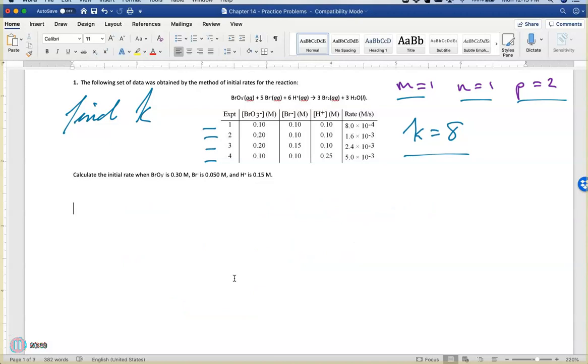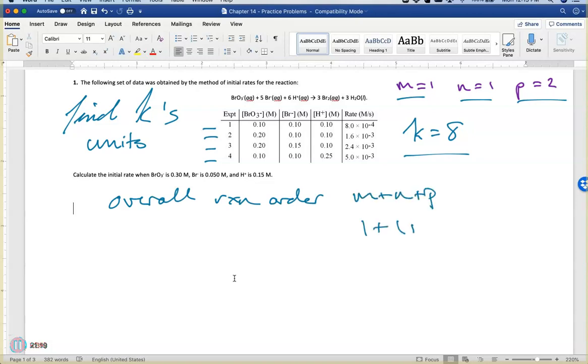So we found K. Now what we need to find is K's units. The quick way to do it is realizing the overall reaction order, which is M plus N plus P, which is 1 plus 1 plus 2, is going to equal 4. So we never really memorized a fourth order reaction, but we did know 0th is molar per second.